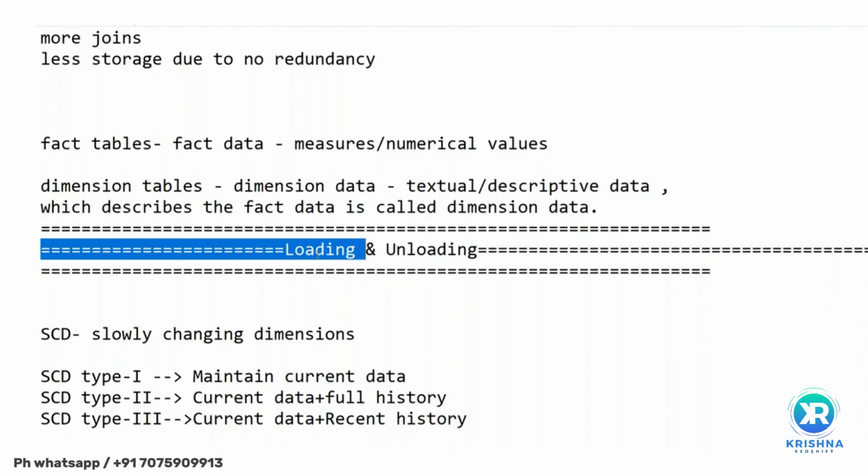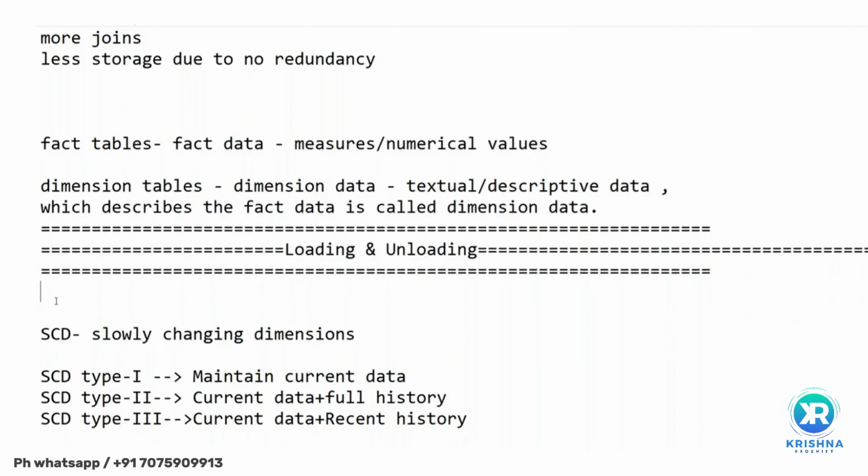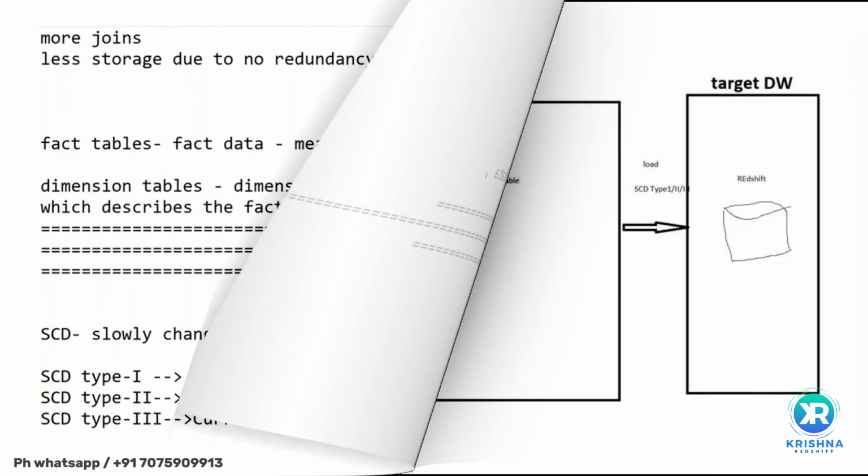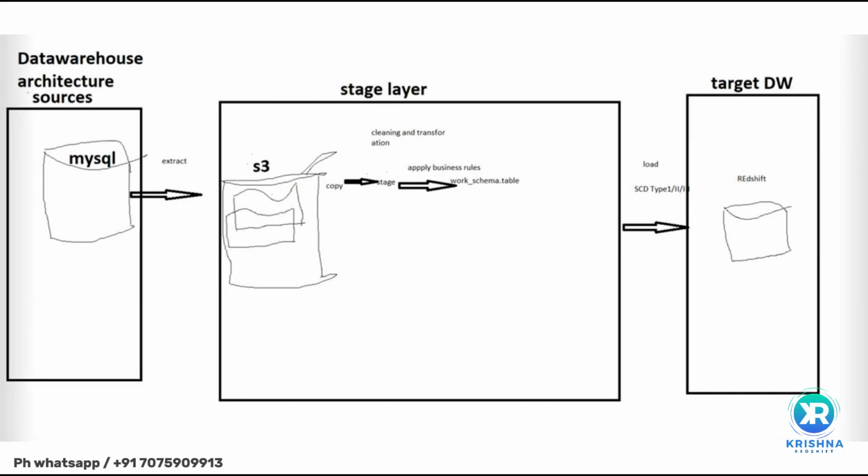Okay, so to load into the data warehouse, we have to write some scripts. They are called ETL scripts, or generally we call them jobs. A job means some script which will do a particular thing. What is that particular thing? Loading. What will we do as part of loading? I'll show you. This is what we will be doing as part of loading.